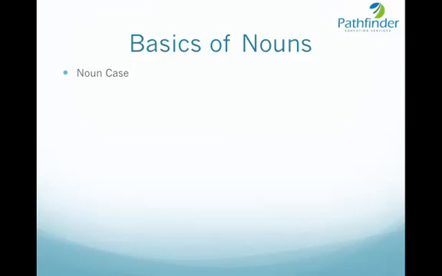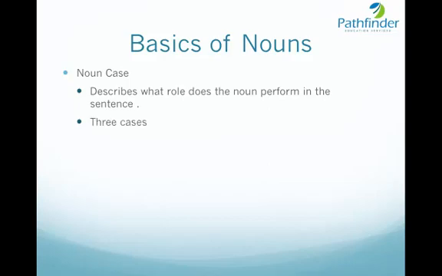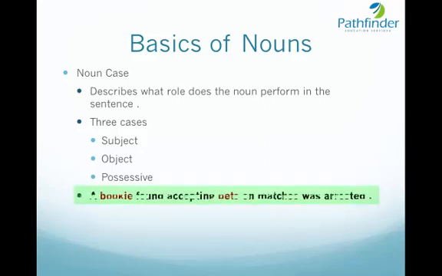Old English had 5 cases in which nouns were used. Fortunately and thankfully, modern English has only 3 cases of nouns. So, what is a noun case? It describes what role the noun performs in a sentence. There are 3 cases of nouns in modern English which we will study: the subject case, the object case, and the possessive case. Let us take a look at 2 sentences.